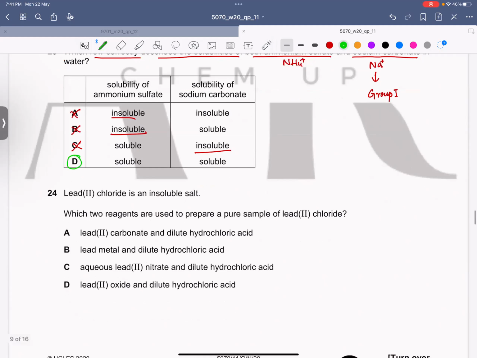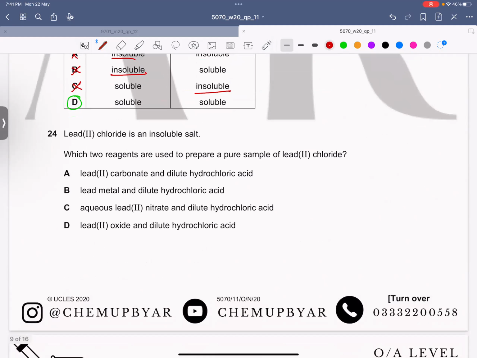Okay. Now, question number 24. Lead(II) chloride is an insoluble salt. We have to take a sample of lead(II) chloride. So we need two reagents which must be water soluble in order to make an insoluble salt. So lead(II) carbonate and dilute hydrochloric acid. Now lead(II) carbonate is insoluble. So A statement goes wrong.